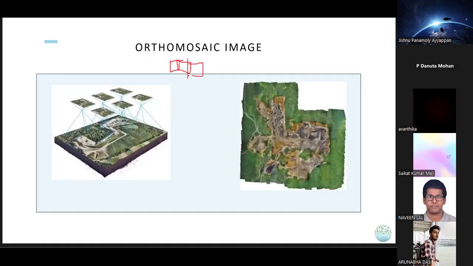The final orthomosaic photo will be a single image, stitched seamlessly. That is, you can't see the variations between the different images. It will come as a single output altogether. And these orthomosaics are orthorectified images, which means you can take measurements on them as you can on a map.